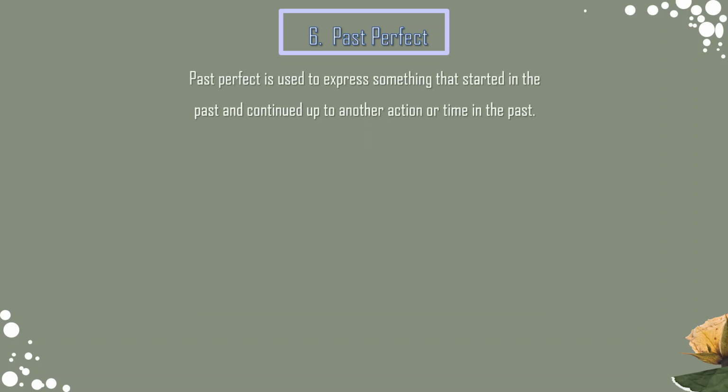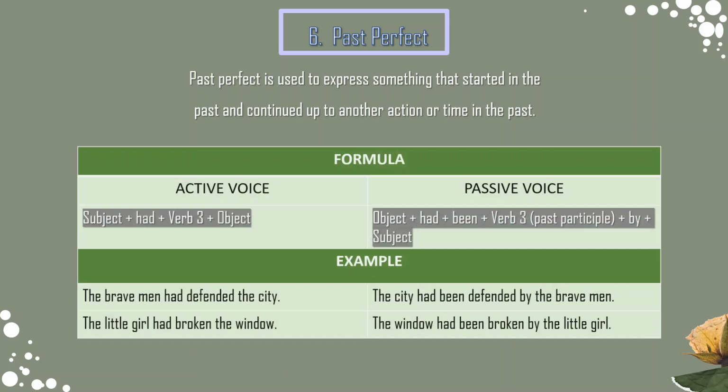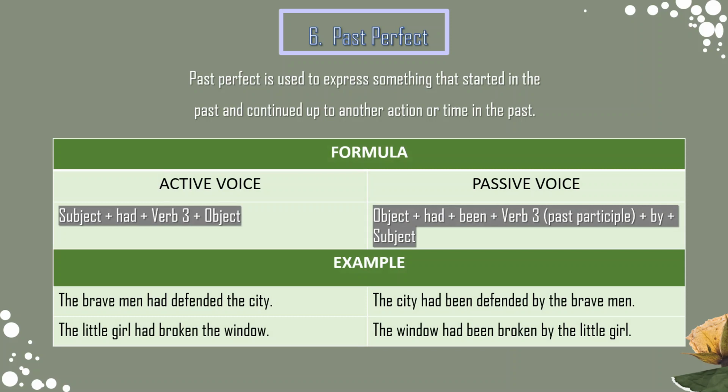Next, past perfect. Past perfect is used to express something that started in the past and continued up to another action or time in the past. This is the active voice formula: subject plus had plus verb 3 plus object. And passive voice formula: object plus had plus been plus verb 3 or past participle plus by plus subject.